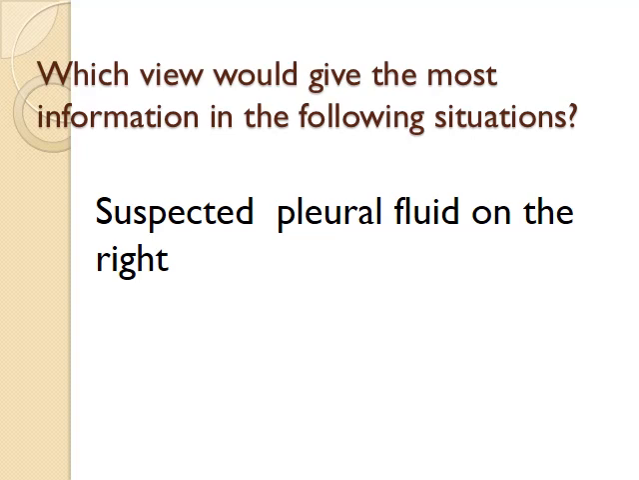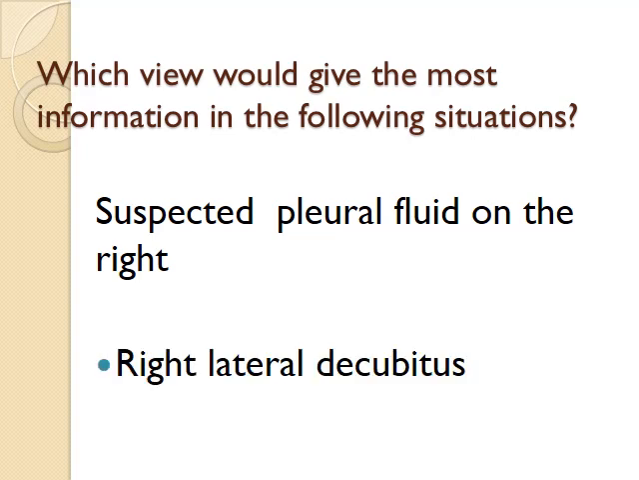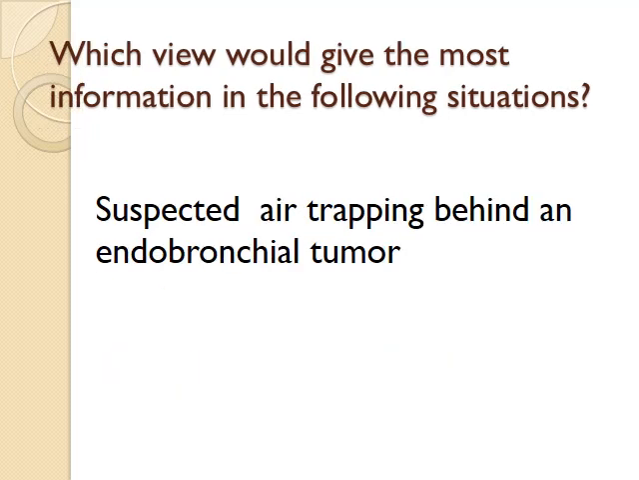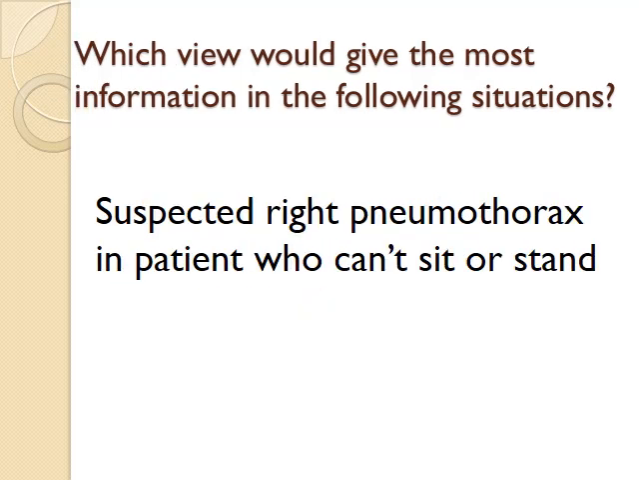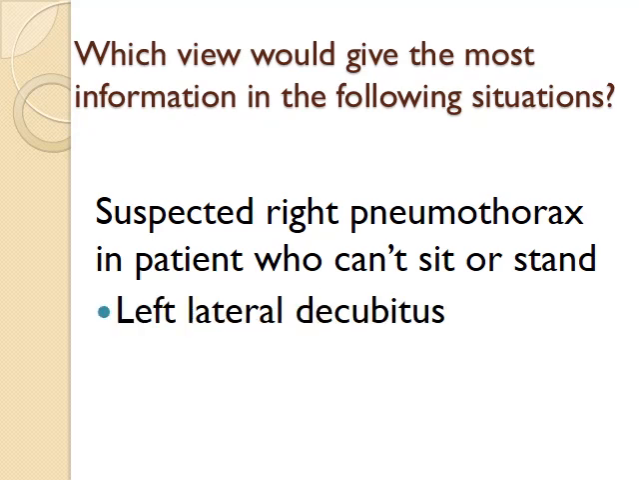Which view would give the most information in the following situations? When you suspect pleural fluid on the right side, take the right lateral decubitus position. When you suspect air trapping behind an endobronchial tumor, take the expiratory PA view. When you suspect right pneumothorax in a patient who can't sit or stand, take the left lateral decubitus view.